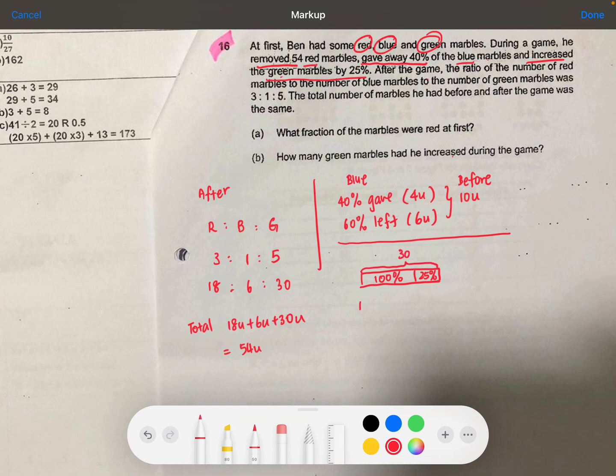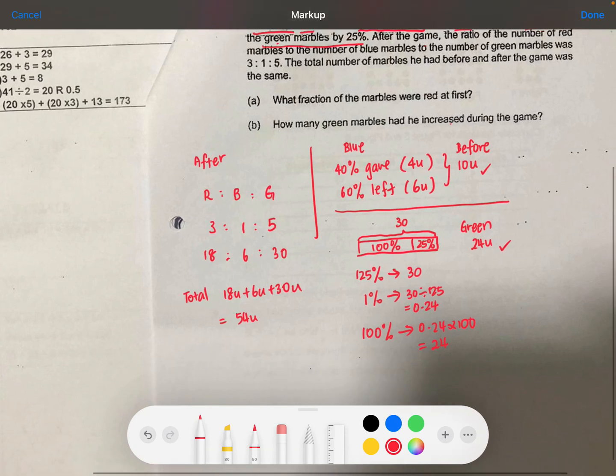So I need to find back 1% and find back 100%. So for 1%, I can have 30 divided by 125, I'll get 0.24. For 100%, it means that I'll get 0.24 times 100. It means that at the beginning, the green had 24 units. So I've already found out the green has 24 units. The blue had 10 units before.